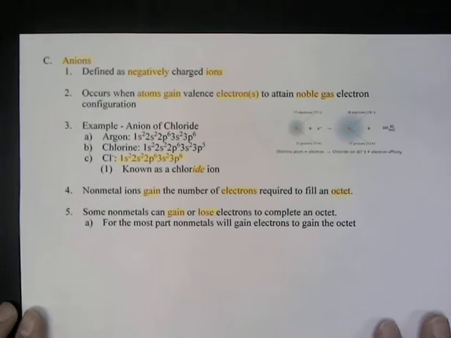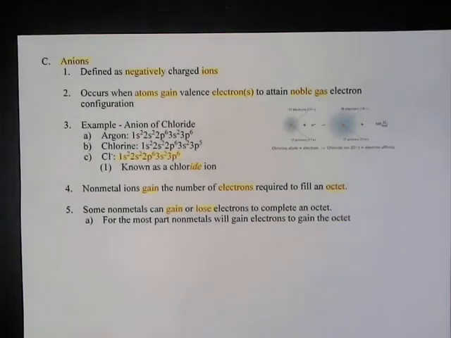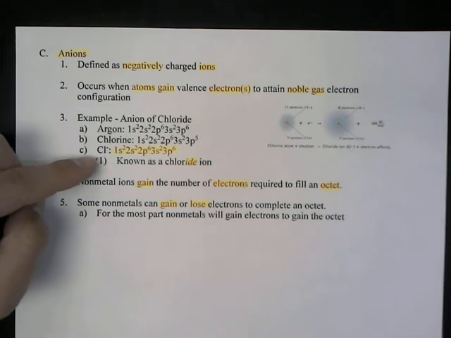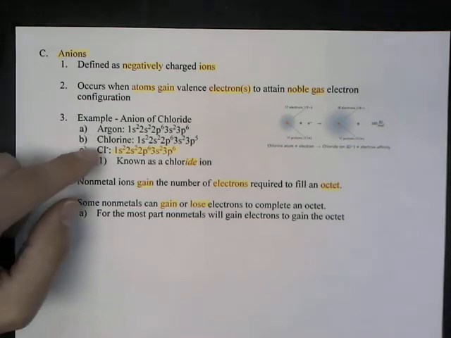Anions, on the other hand, are the negatively charged ions. So to be negatively charged, an atom gained electrons. Remember, plus a negative electron to attain that noble gas configuration. So for our example here, we have our chloride anion. And so what the atom tries to do is match the electron configuration of our particular element here, our noble gas.